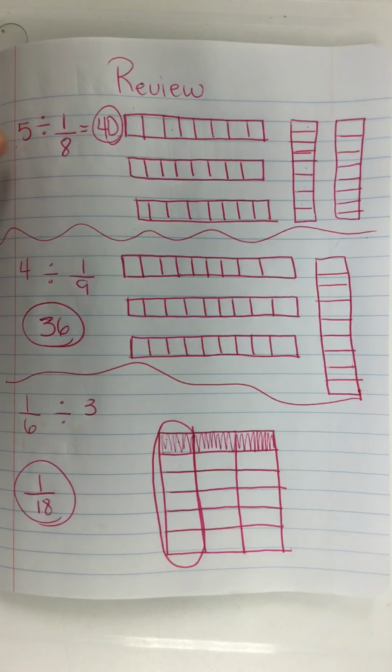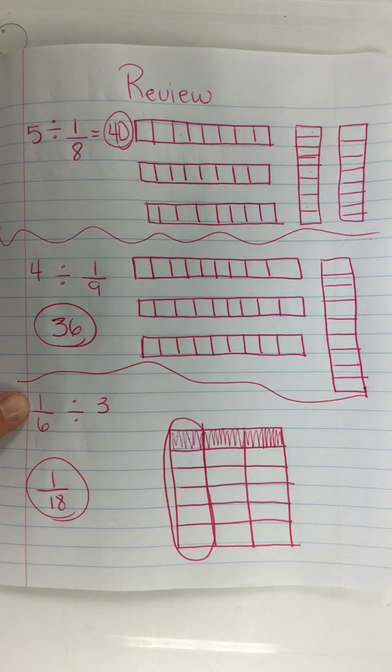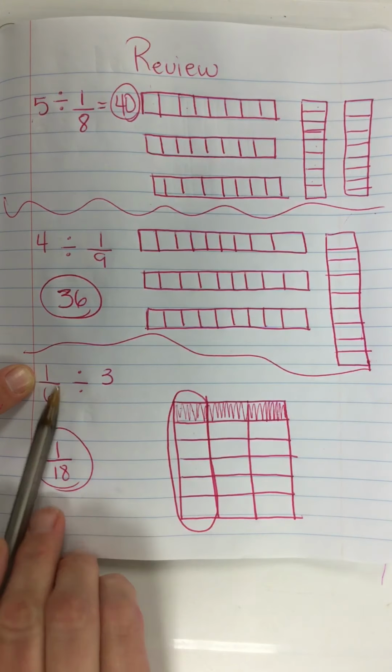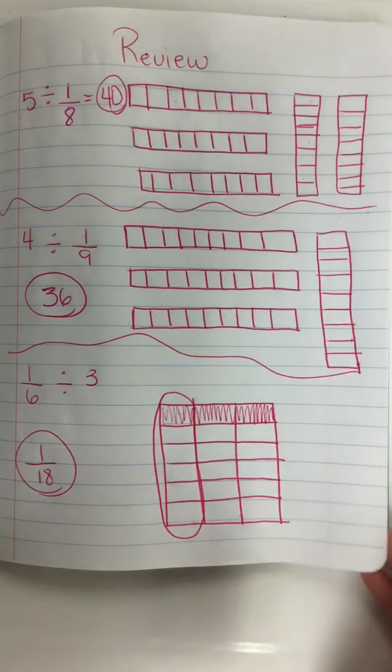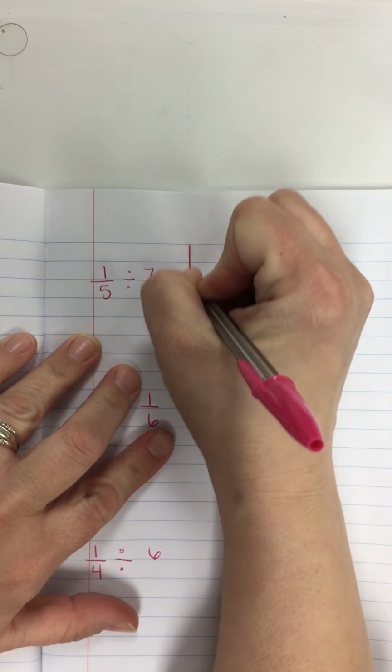Okay, so whole numbers tell you the total number of models. If you start with a fraction, you're making 1 model to look like the fraction that you were given. Okay, so let's look at another one. 1/5 divided by 7. That means I need 1 model.